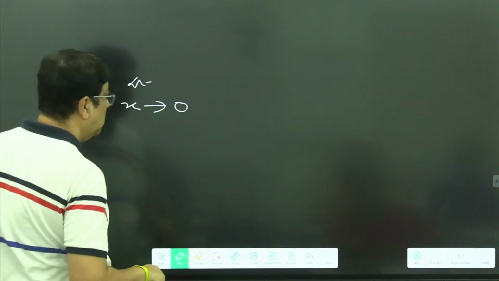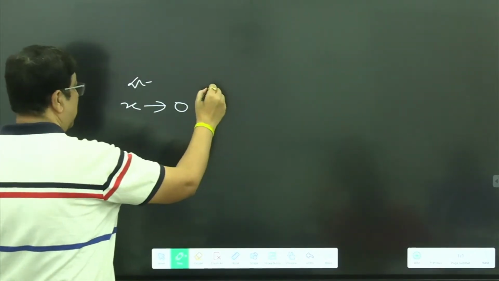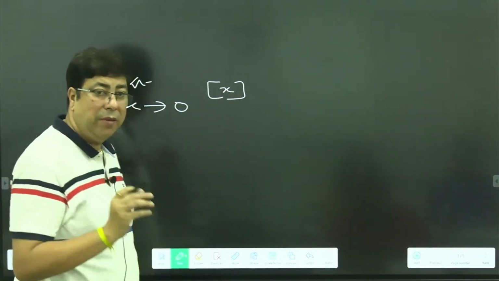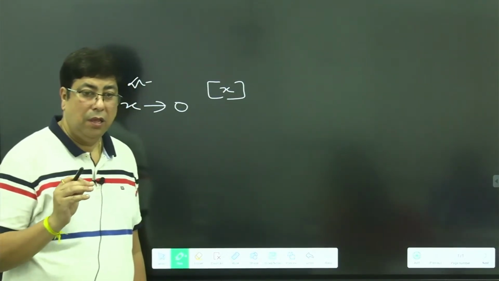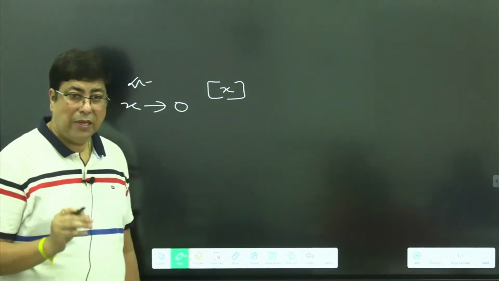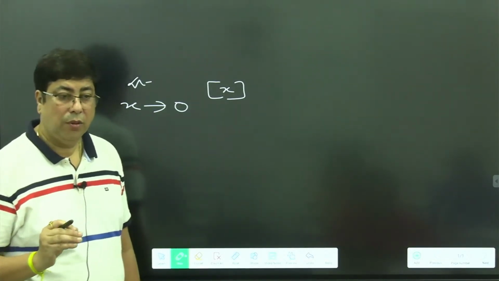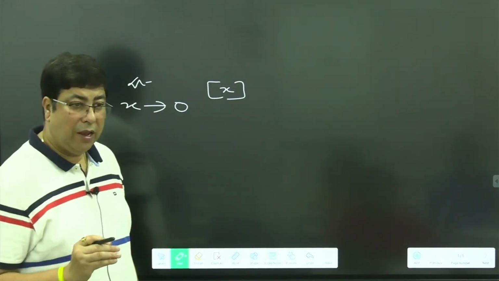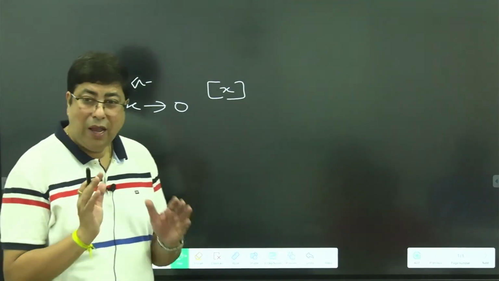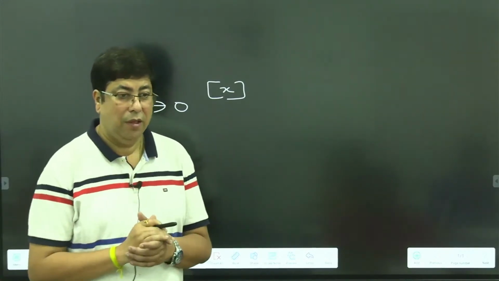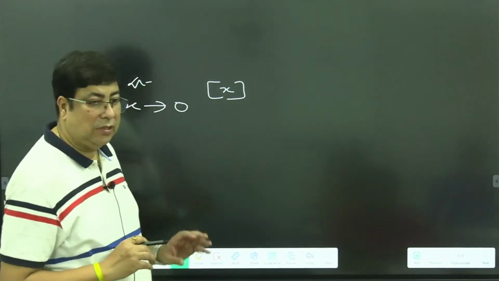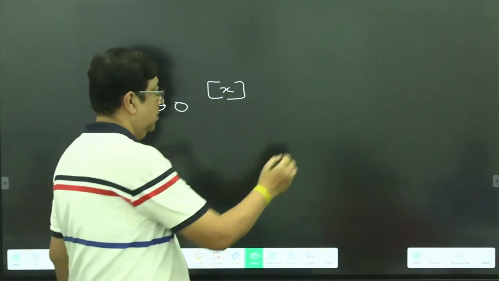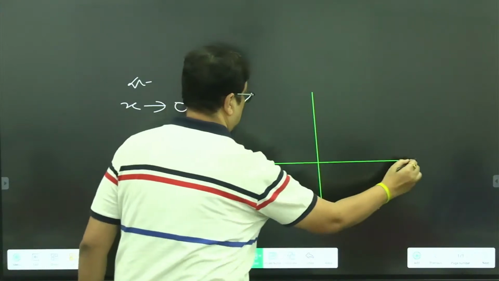Limit x tends to 0 of box x. What is the meaning of this? Limit x tends to 0 of box x, what to do? Anyone can tell? Today let us clear our basic concept. Limit x tends to 0 of box x, what should be the answer? Who can tell this? Yes, speak.